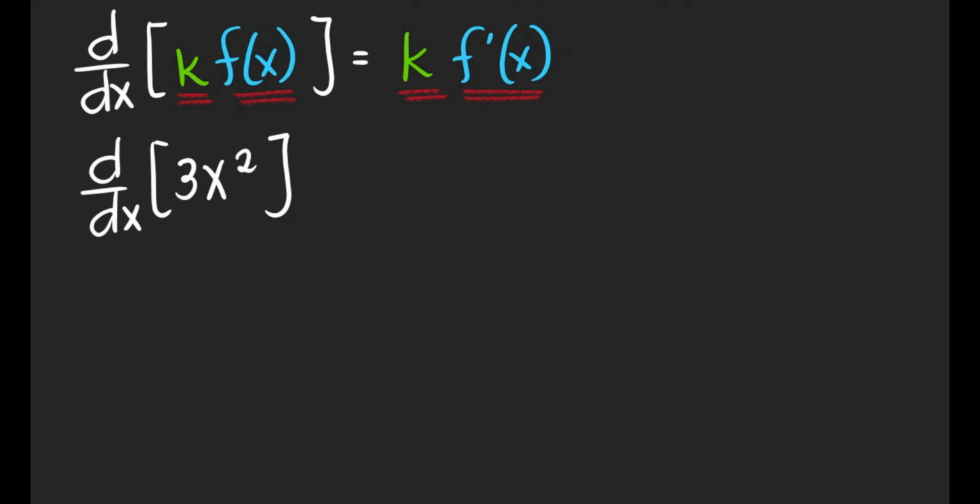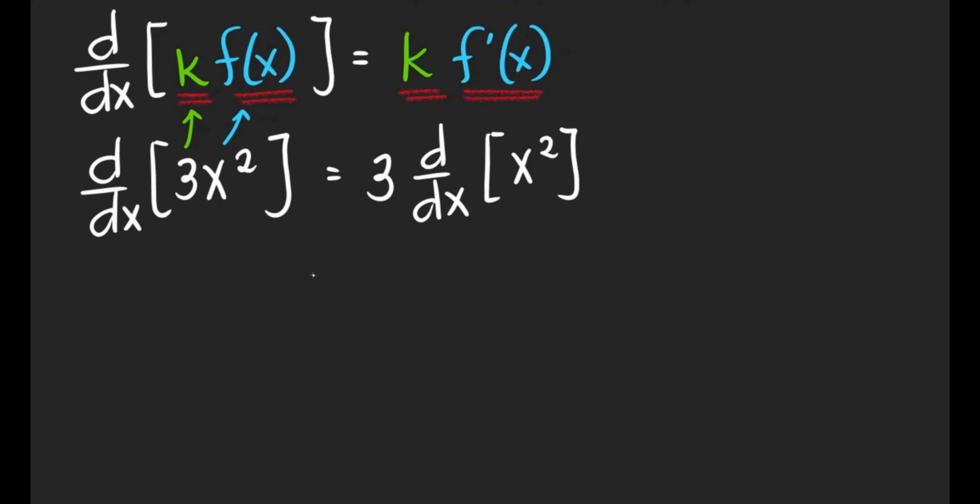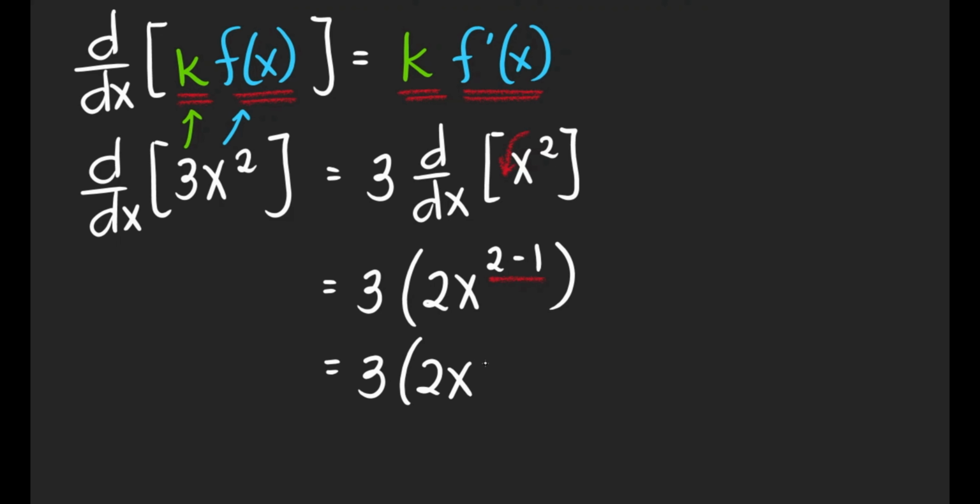Let's apply this formula to solve for the derivative of 3x squared. In this case, the constant k is 3 and the function is x squared. The derivative will be the constant, which is 3, times the derivative of that function x squared. It is equal to 3 times, we will apply the power rule to derive x squared. We put the exponent, which is 2, on the front, times x to the power 2 minus 1. Now 2 minus 1 is 1. The derivative will be 3 times 2x.